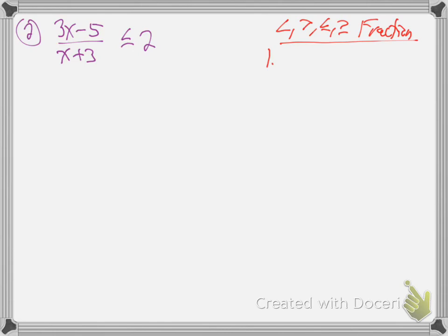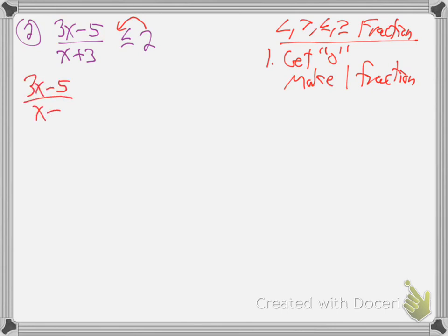It's almost the same thing. Step 1, it's still about getting a 0 and making one fraction. So I have to bring this 2 over, and get 3x minus 5 over x plus 3 minus 2 less than or equal to 0. So I get a 0, and I have to make that one fraction.